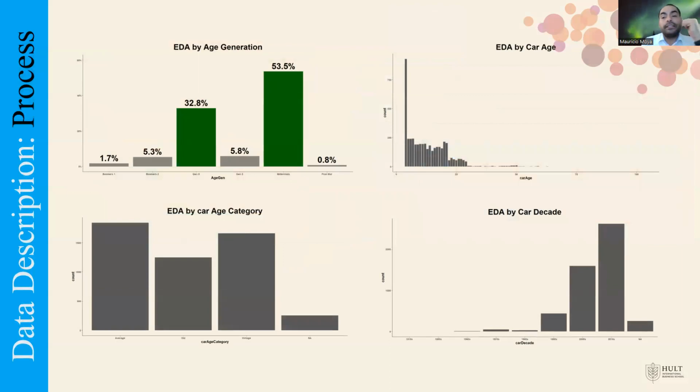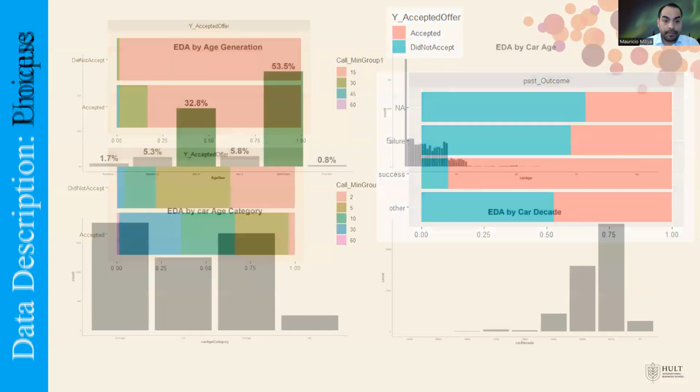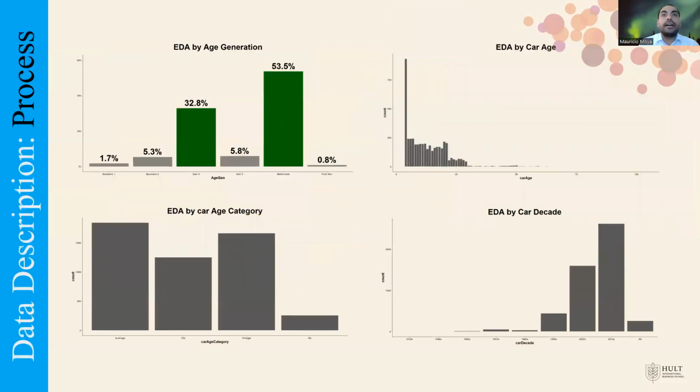Then regarding the EDA, wait, I'm sorry. This is all the variables that I constructed manually. The age generation, like Boomer, Boomer 2, Gen Z, Gen X, Millennials, post-war, the age of the car, and the age category. As we can see, the categories were based on how old the car was, from all new to average, and the car decades.